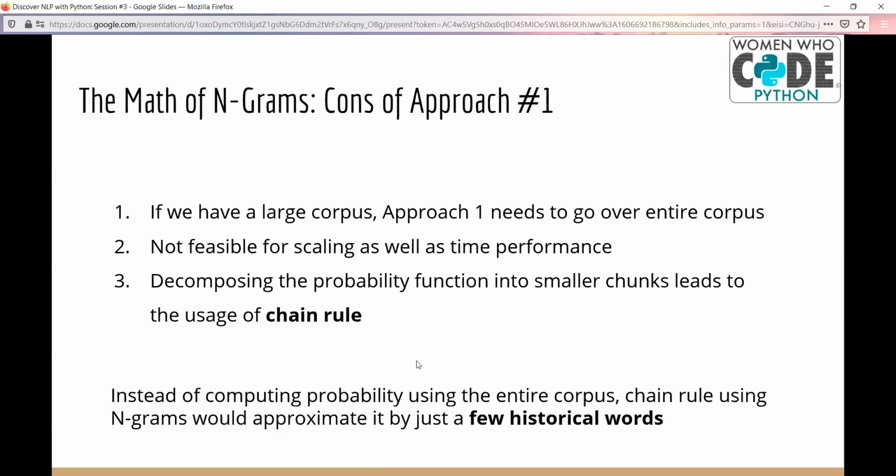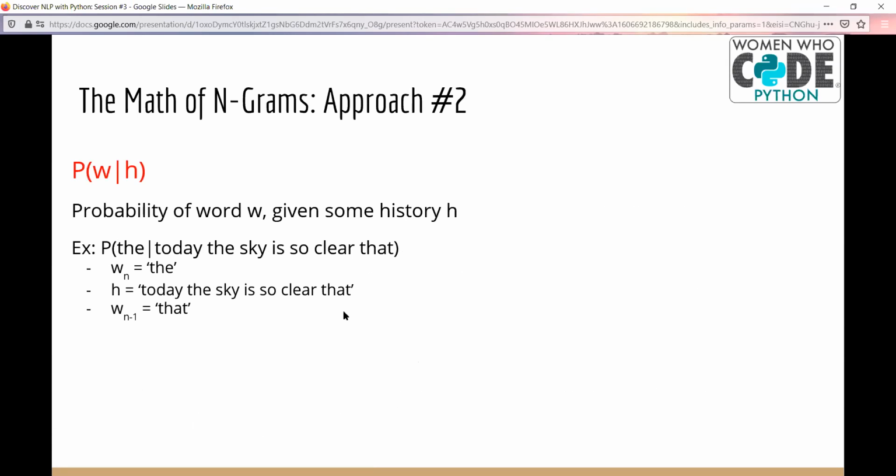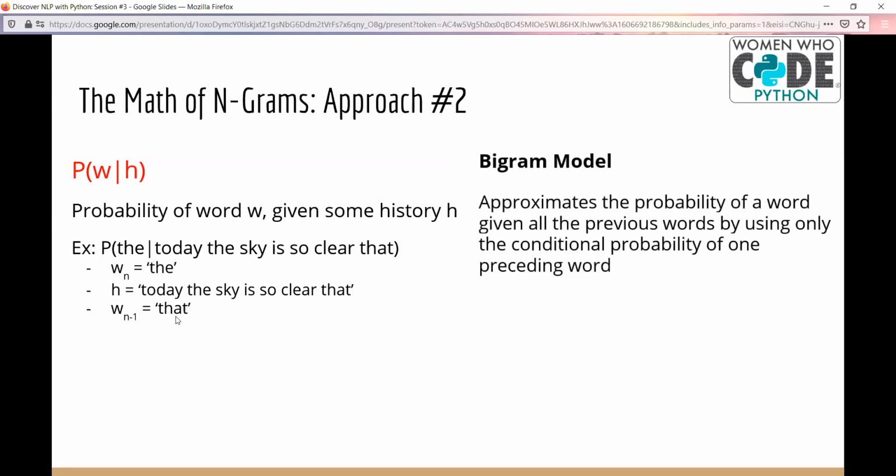So instead of taking into consideration the whole history, we just consider a few words as history. In this case, we are talking about "the". We want to calculate the probability of "the" when we already have the history. But let's say we are not talking about the whole sentence. We are just talking about the previous word that occurs previous to "the". Previous to "the", we have "that". So let's take that only. And that prepares the bigram model, because in this case we are taking "the" and "that". This approximates the probability of a word given all the previous words by using only the conditional probability of one preceding word, in this case "that".